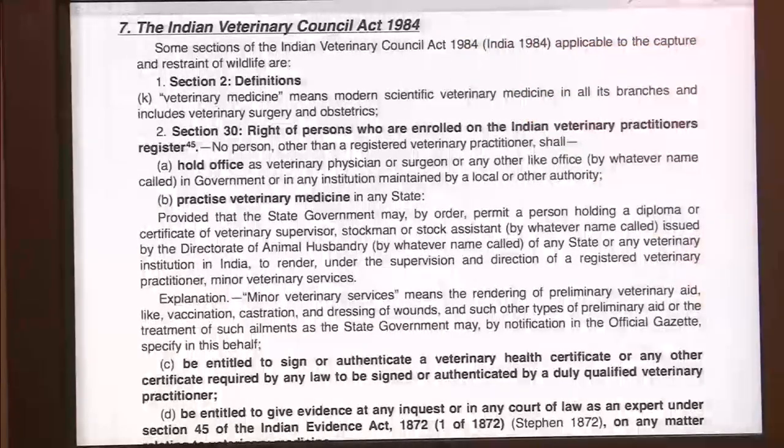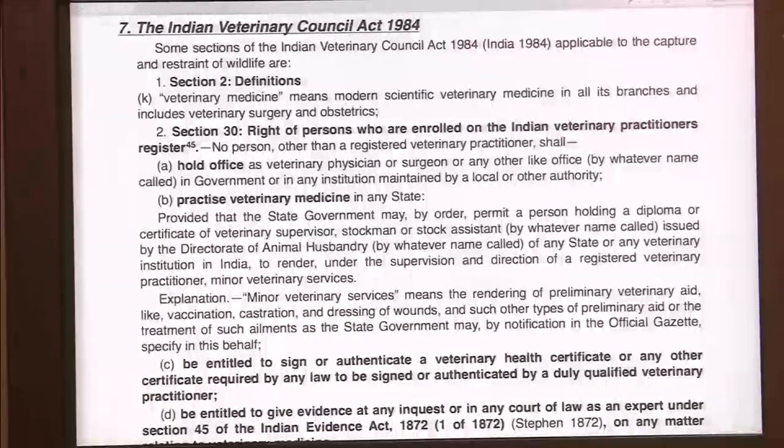Now, the important act that we need to deal with when immobilizing animals is the Indian Veterinary Council Act of 1984. In this act, section 2 is definitions. It says that veterinary medicine means modern scientific veterinary medicine in all its branches and includes veterinary surgery and obstetrics. So, it includes a number of things in the term veterinary medicine. Section 30 deals with the rights of persons who are enrolled on the Indian Veterinary Practitioners Register: they can hold office and they can practice veterinary medicine.